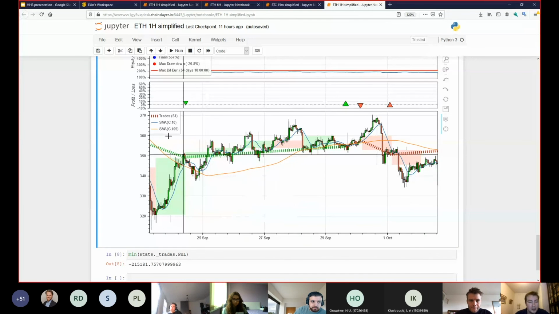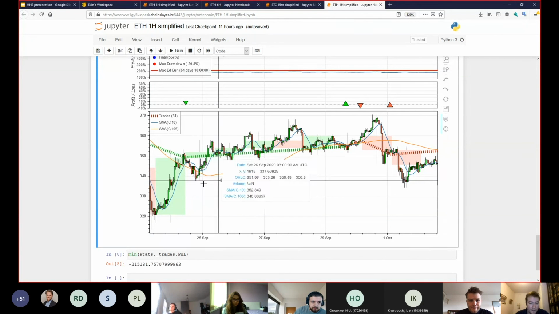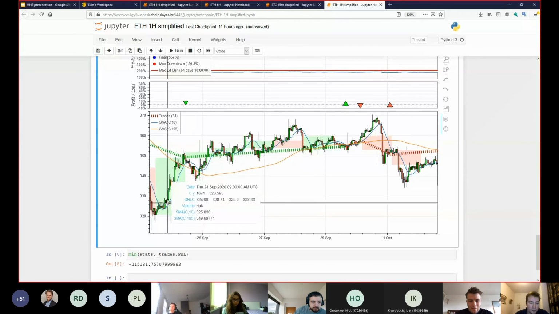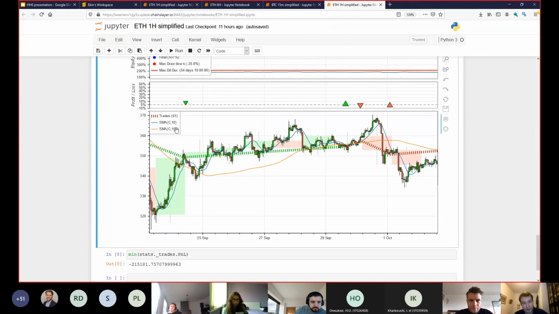So we have the blue moving average of 10. So you see the blue line here. And then you have the long moving average of 105. So you see the orange line here. So we see that the blue line crossed the orange line. And that was exactly what we wanted to do. We wanted to buy when the blue line, from under, crosses the longer moving average, meaning that we're expecting an upward trend that creates profit.